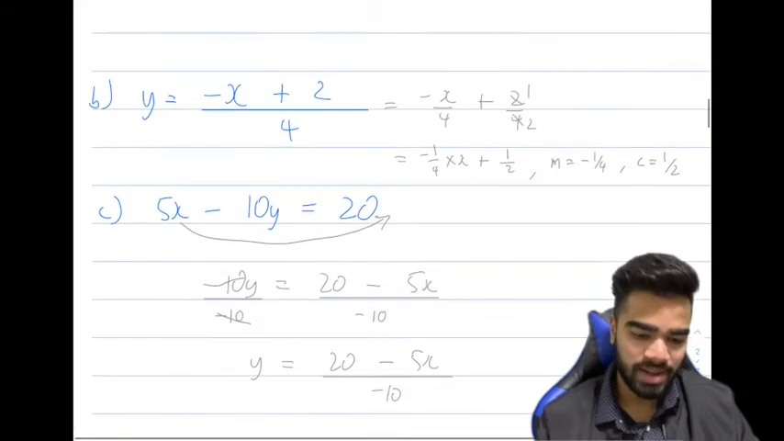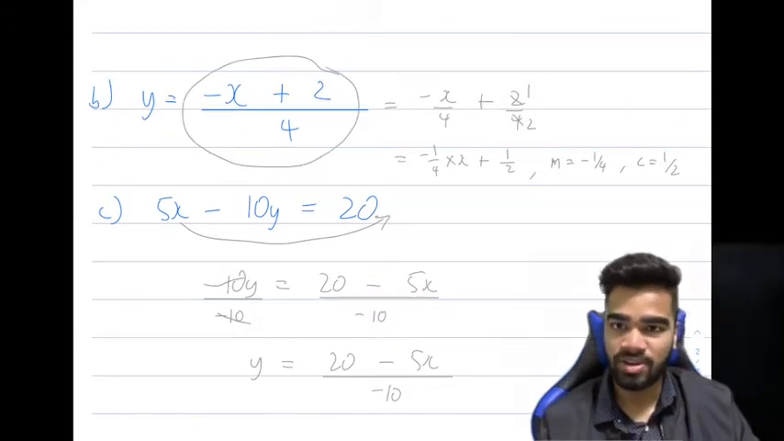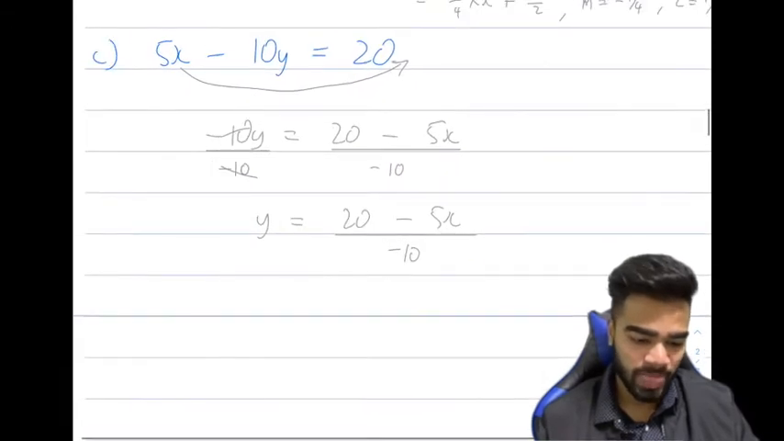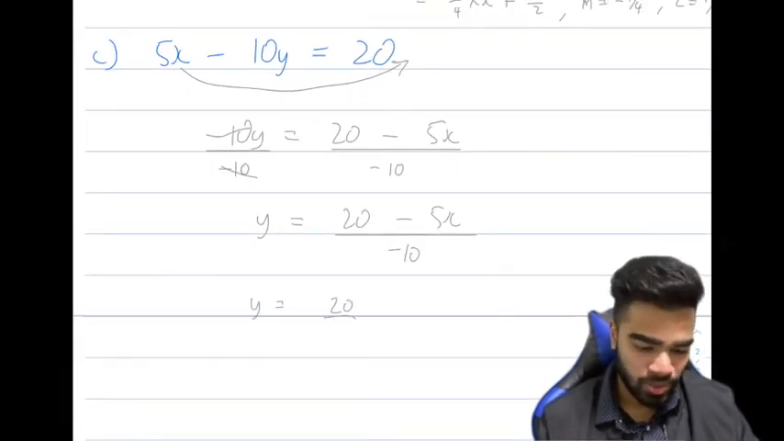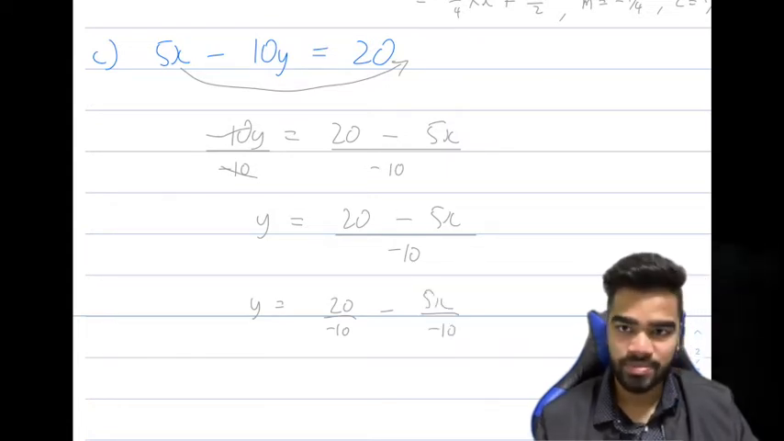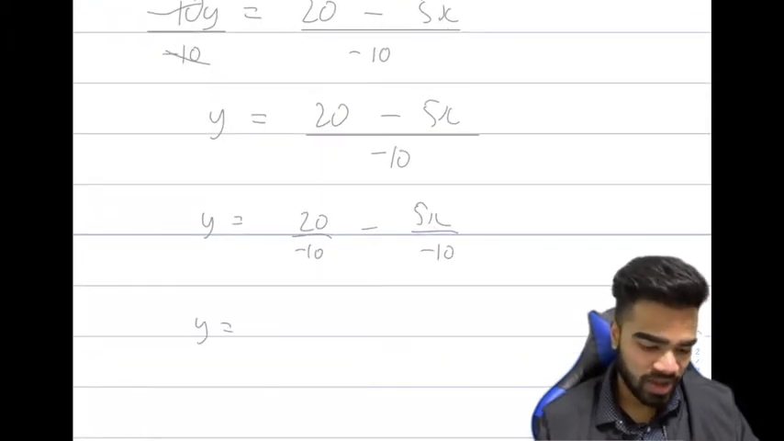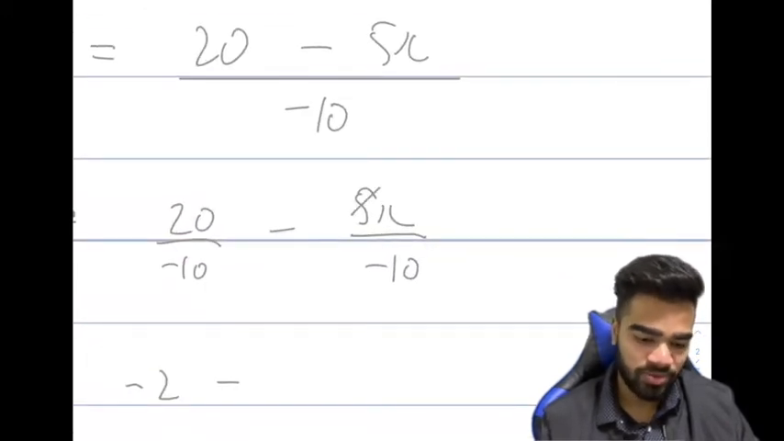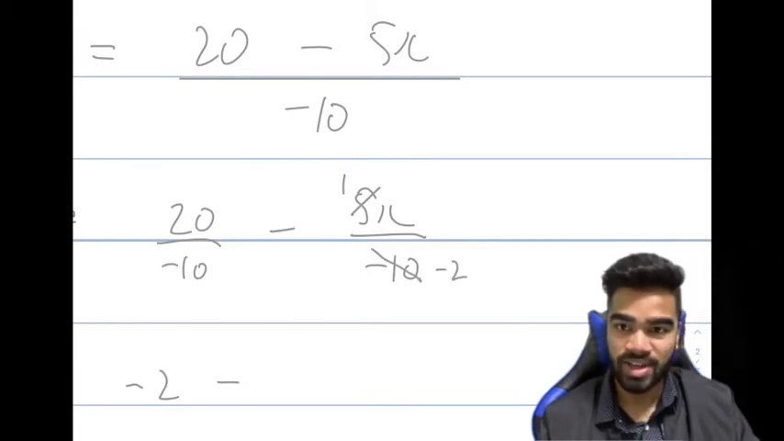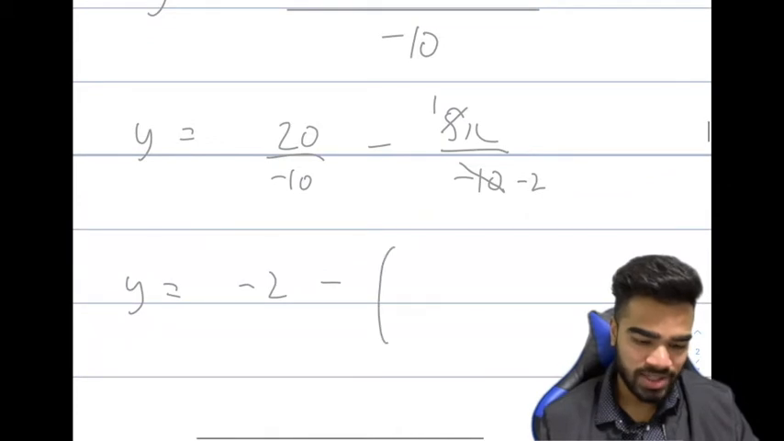Again, we have the same scenario where the expression is under a fraction, so you have to split up that fraction. Y is equal to 20 over negative 10 minus, because there's a minus here, 5x over negative 10. I hope you're with me so far. Let's keep simplifying. 20 divided by negative 10 is negative 2, minus, what's 5x over negative 10 simplified? Well, 5 goes into 5 once, and 5 goes into negative 10 negative 2 times. So negative 2, very important. What you're left with is x over negative 2, right, guys?